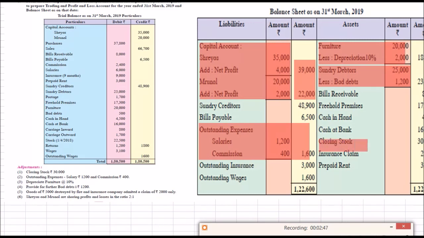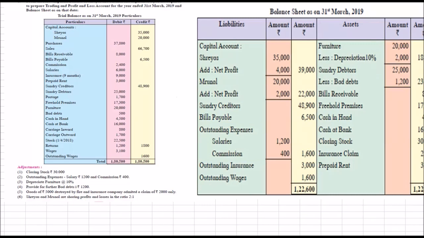And next is closing stock, which we take in the P&L account and also in the balance sheet. So we got the amount of 1,22,600 rupees on both sides. Using these adjustments, we calculated the P&L account and balance sheet. So this is how we are solving the problems. This is the sixth problem we solved.